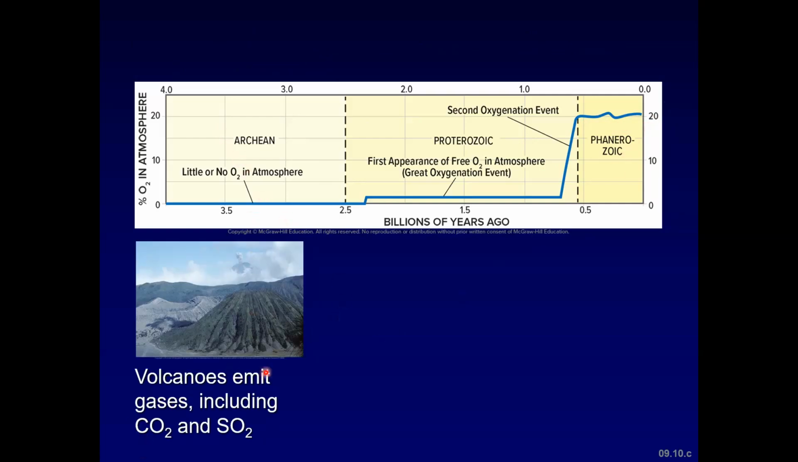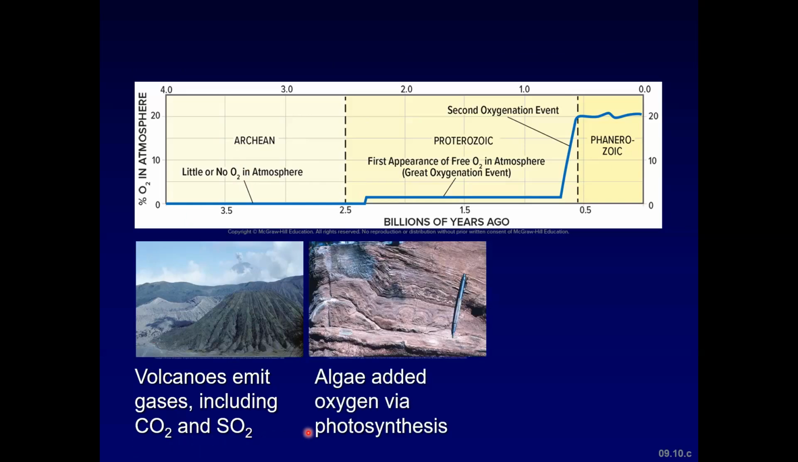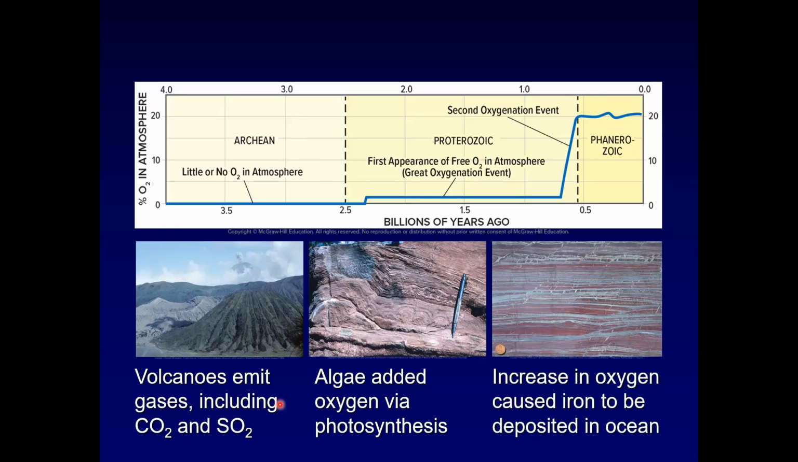So what you have corresponding with this in the Archean, you do have volcanoes emitting gases including CO2 and SO2. And then algae helped increase oxygen through photosynthesis, these sort of simple living things. And further increase in oxygen caused iron to be deposited in oceans. And this is a banded iron formation. We have these in Marquette, Michigan, and in Minnesota, and they're really cool. They tell us that the Earth was really changing around this time to deposit such a thing. Oh, you also find them in Ontario, so we're not far from these things.